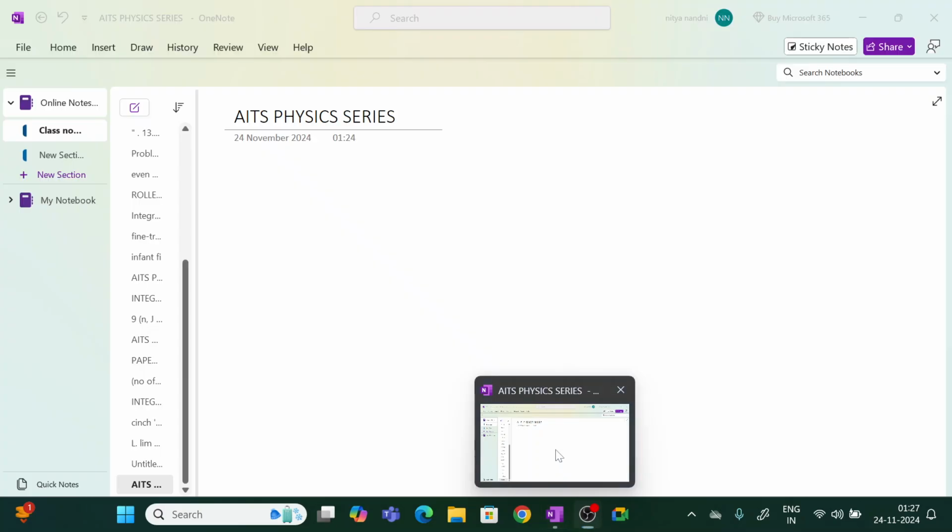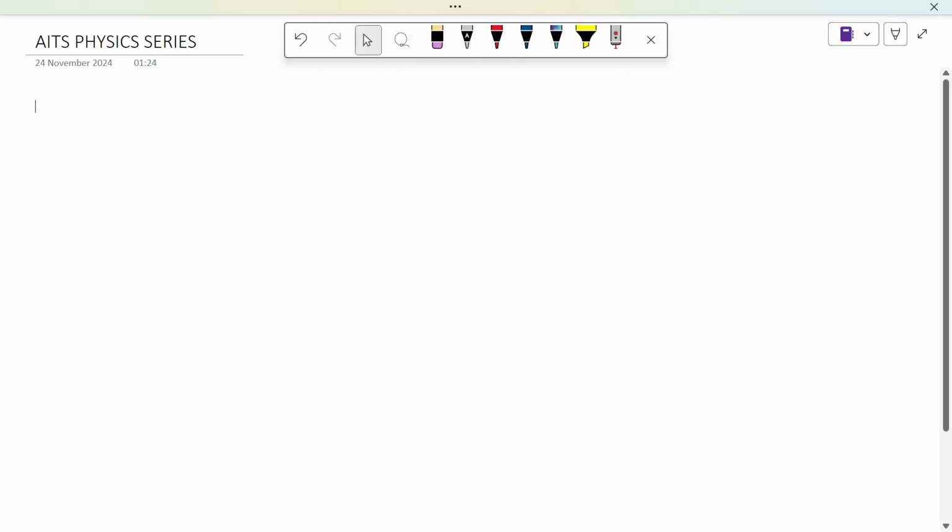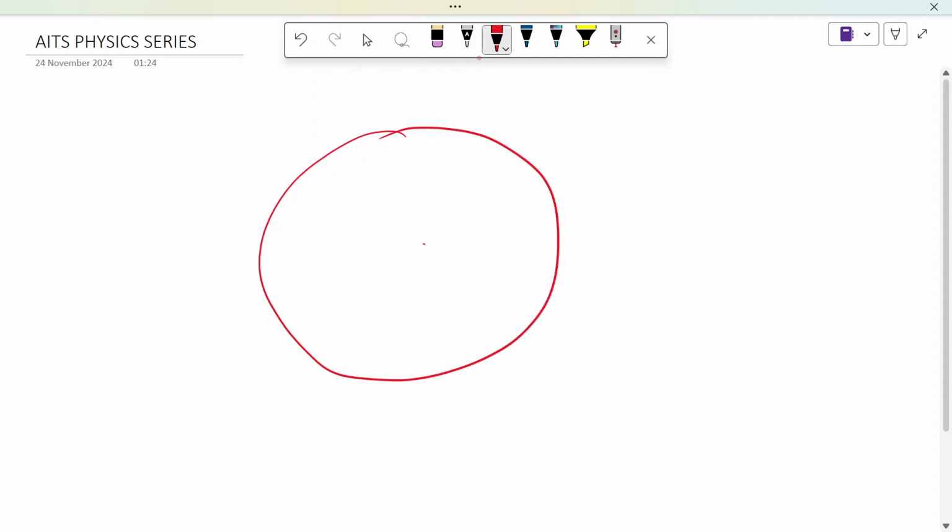So the first problem statement is clearly mentioned. It is given there is a disk, and there is a particle which is incident at a particular angle. Let's call the initial velocity v, given as v equals 5 i cap minus 10 j cap.